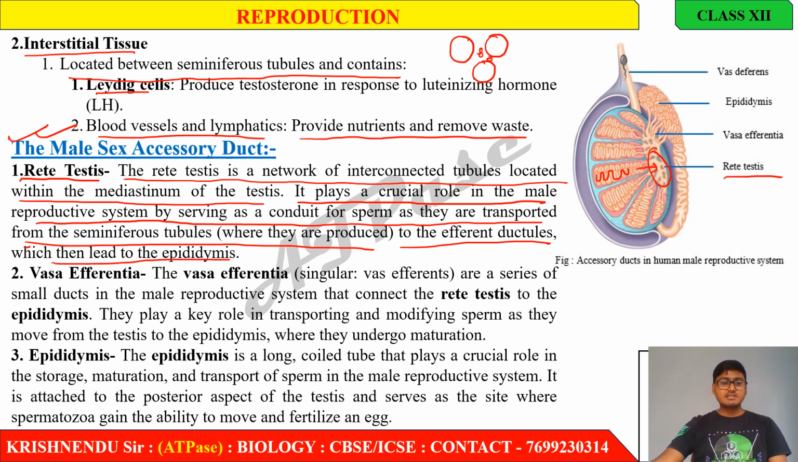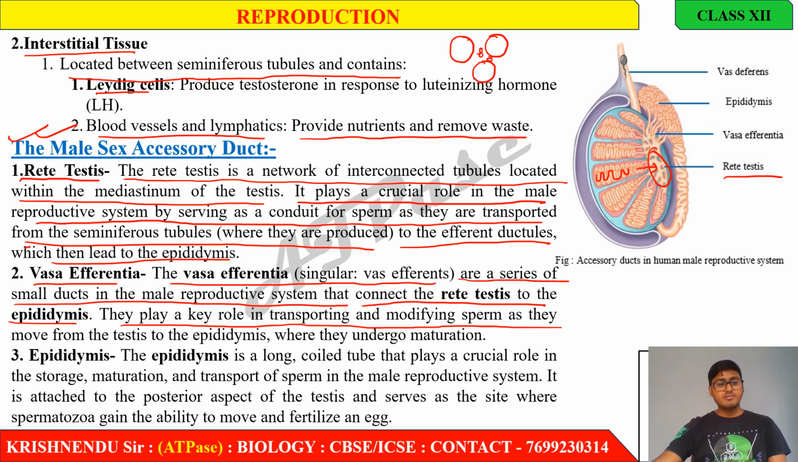Okay, now vasa efferentia. The vasa efferentia, singular vas efferens, are a series of small ducts in the male reproductive system that connect the rete testis to the epididymis. They play a key role in transporting and modifying sperm as they move from the testis to the epididymis, where they undergo maturation. These are the vasa efferentia, the connecting tubes through which sperm are transported from the rete testis to the epididymis.